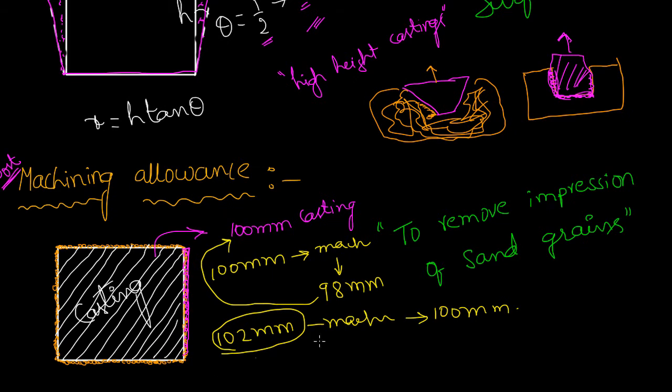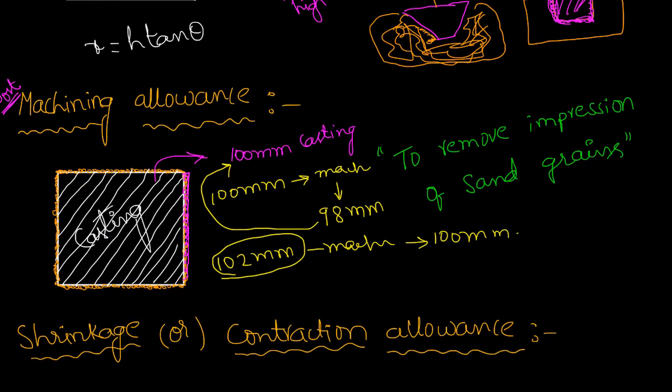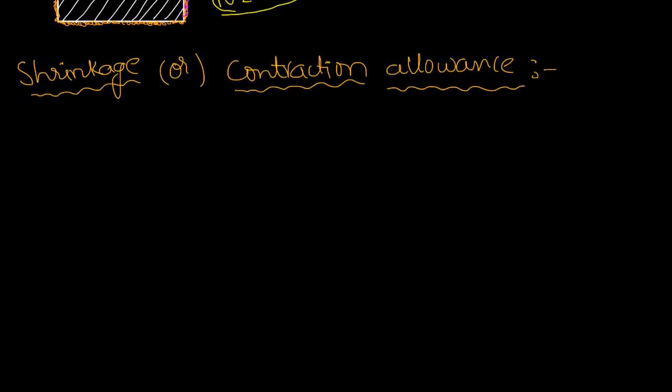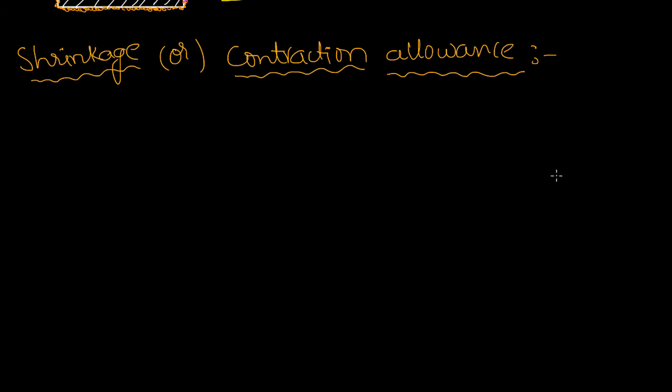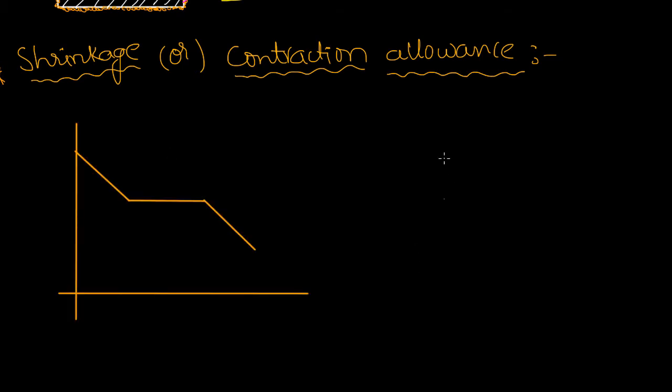And then next comes the king of allowances. That is nothing but the shrinkage or contraction allowance. Yes, this is the king of allowances. This has an in-depth concept in it. Why the material will shrink at different stages, that means the liquid stage, solidification stage and solid stage. I will explain it very clearly. So let me draw a diagram. So why will the material shrink?